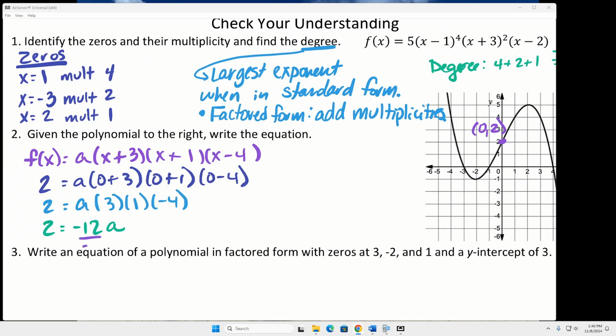All right, and then to solve that, we will just divide by that negative 12. And then in reduced form, a is negative 1/6. Now, don't be too surprised if a is a fraction, like almost every one of these is probably going to be. Right, and then your final step for the equation is to go back to that purple one that we wrote and just put negative 1/6 in for a.